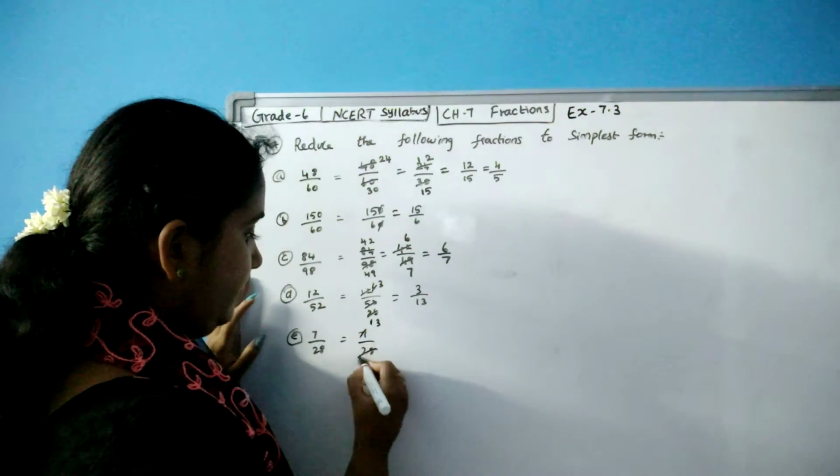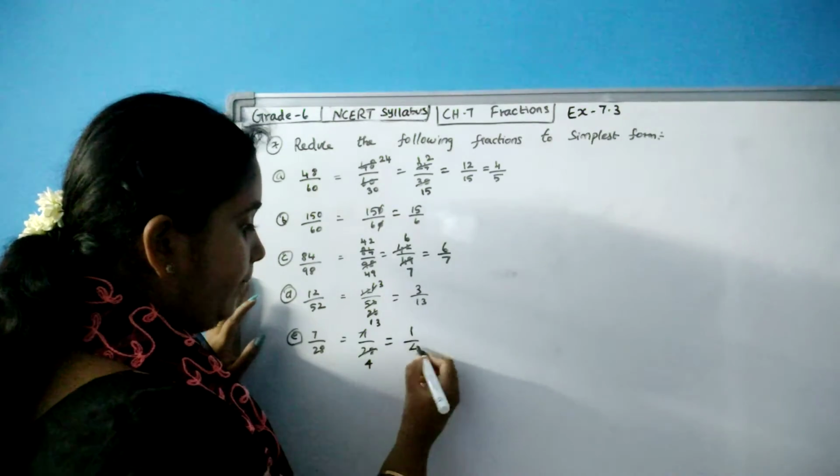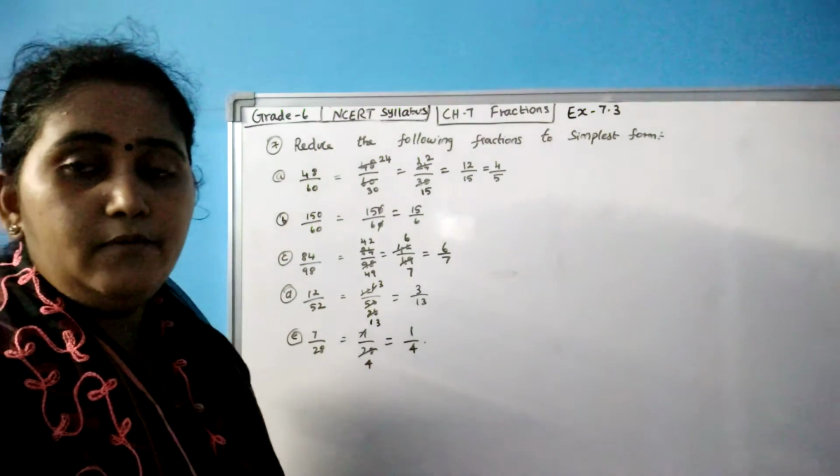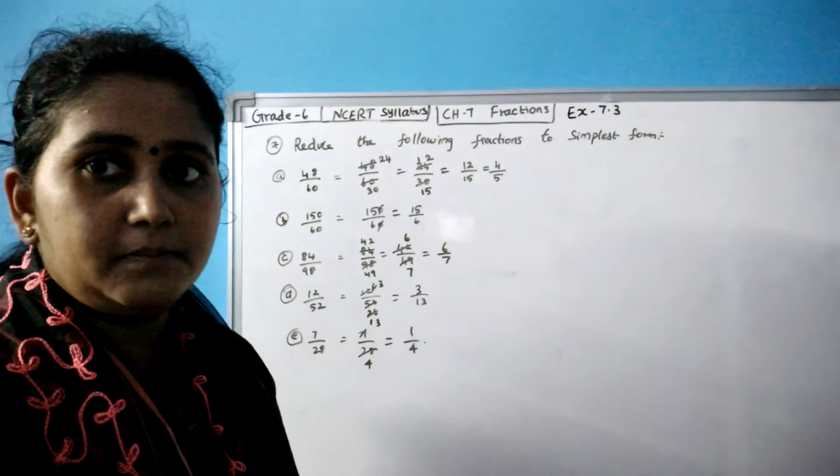7 by 28. So 1 7s are 7, 4 7s are 28. So it is 1 by 4 is the answer. Now we'll move on to the next word problem sum.